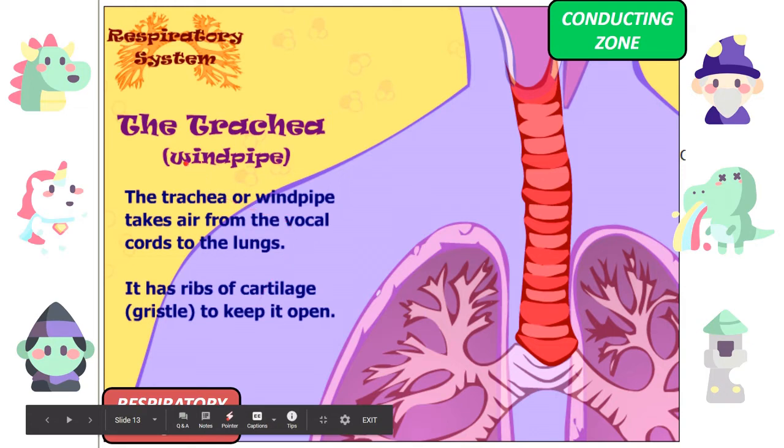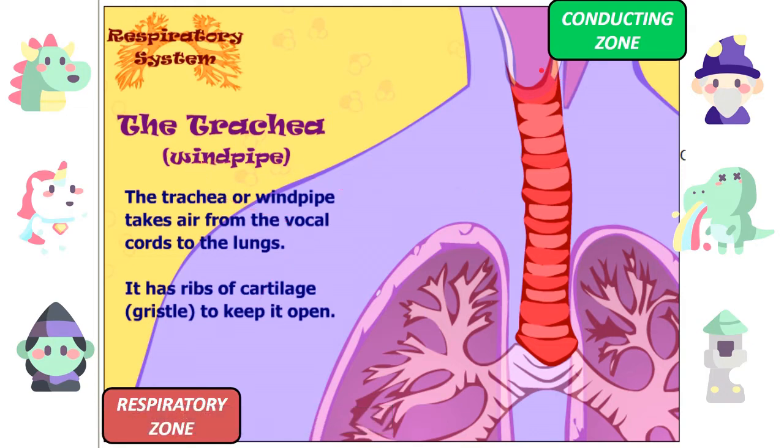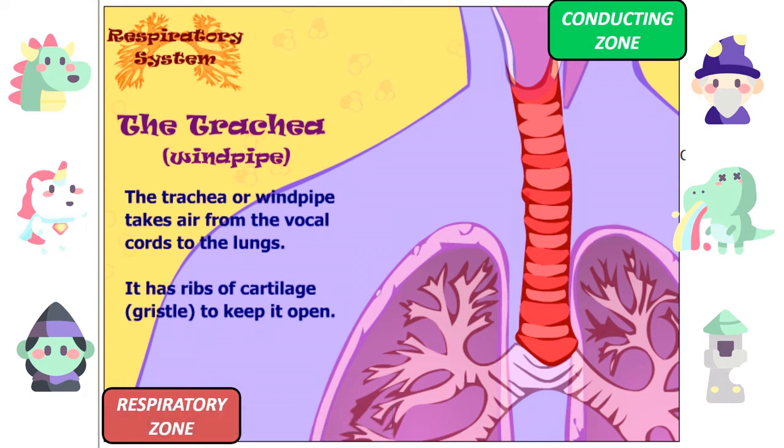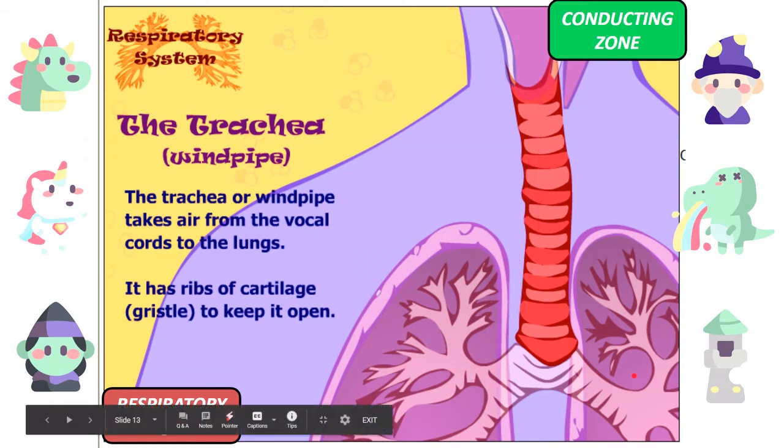The trachea, or the windpipe, is the one that transports air from the upper respiratory tract into the lungs. The trachea takes air from the vocal cords to the lungs. As you can see here, it still has cartilage. That's not a bone. It's not as hard as a bone, but not as soft as a muscle. The cartilage allows the trachea to always be open. It gives support to the trachea so that it will not collapse on itself. The trachea connects the larynx to the respiratory zone.